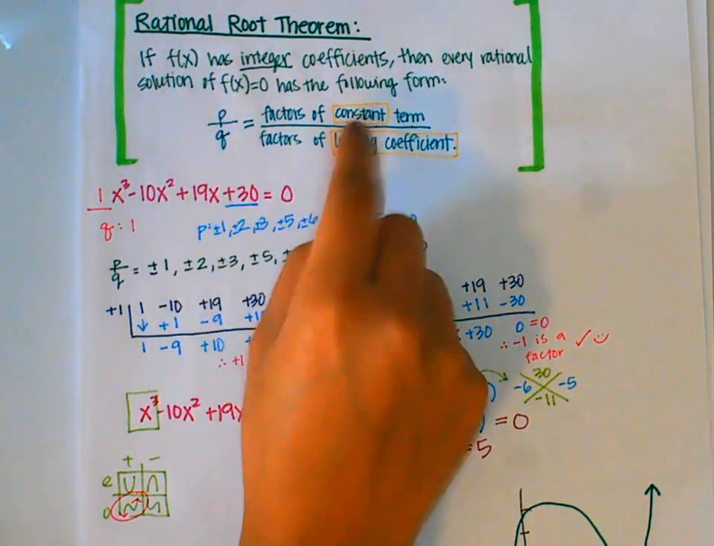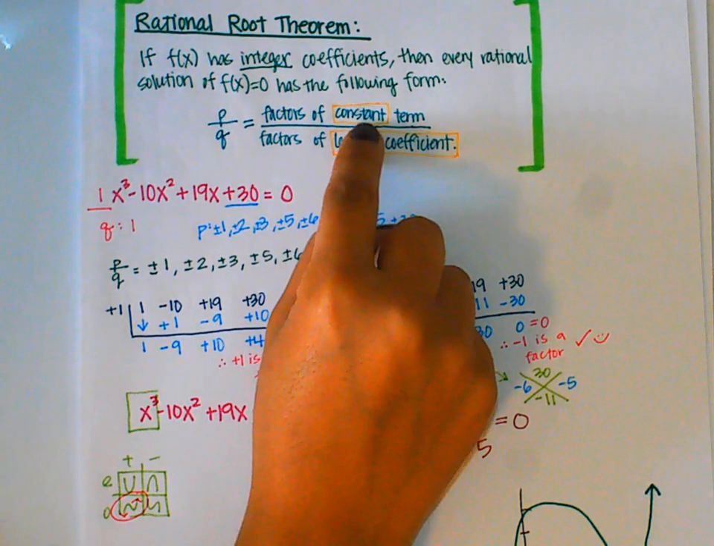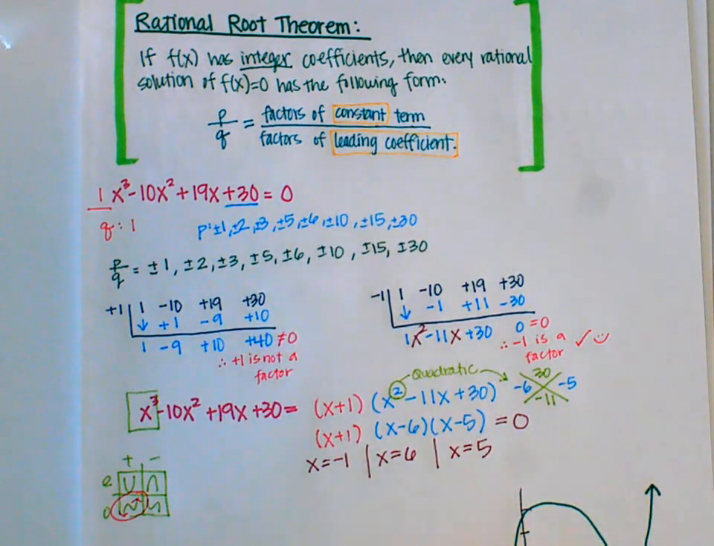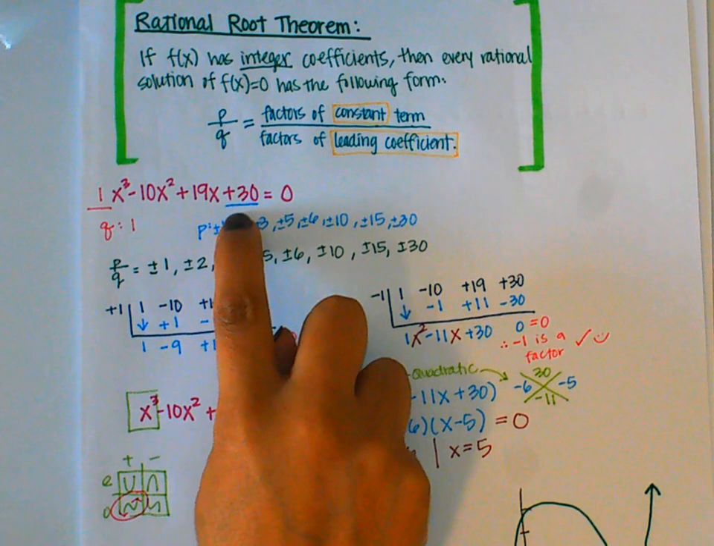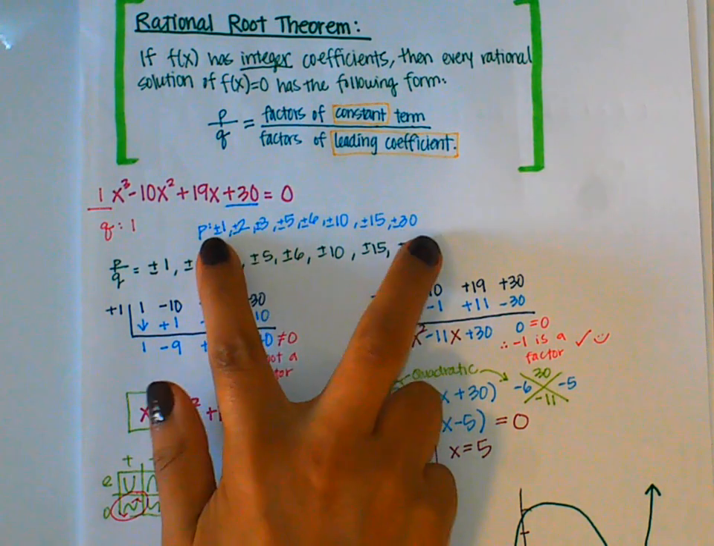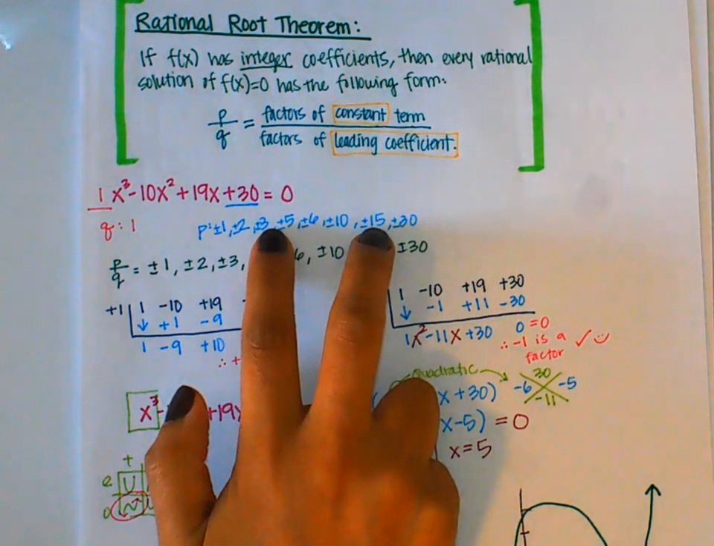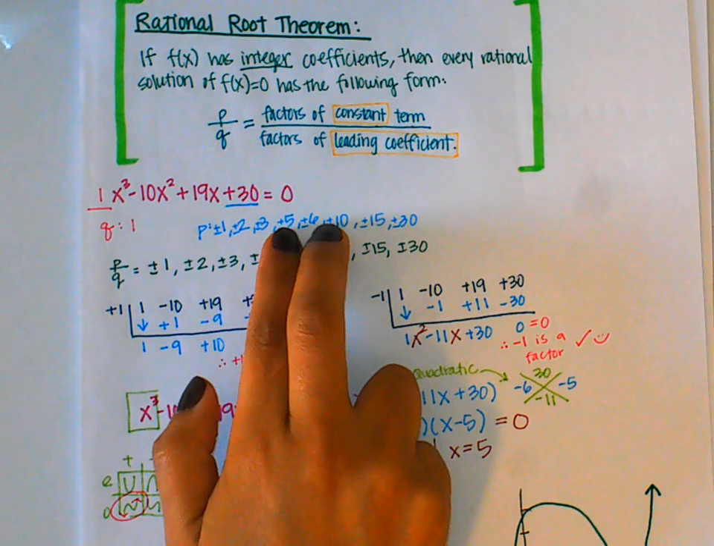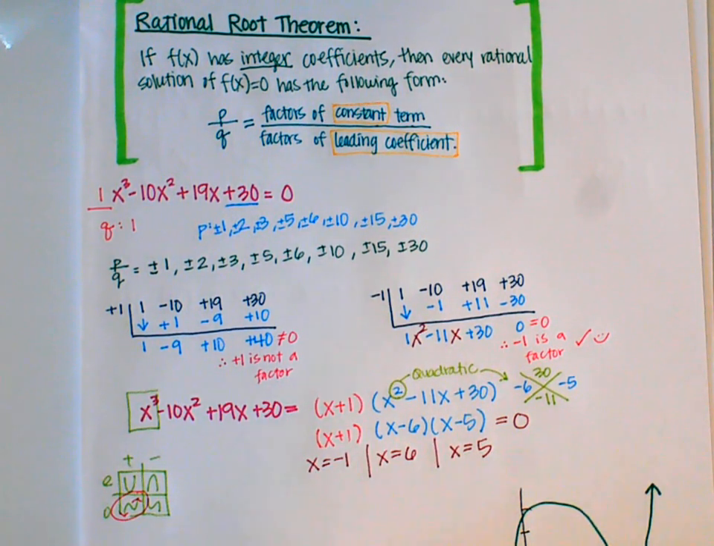We're going to take our p, which is all of the factors of my constant term. What times what gives me that constant? So in this example, we had 30. We had 1 times 30, 2 times 15, 3 times 10, 5 times 6. And then the negatives of those. You will always have the plus and the minus.